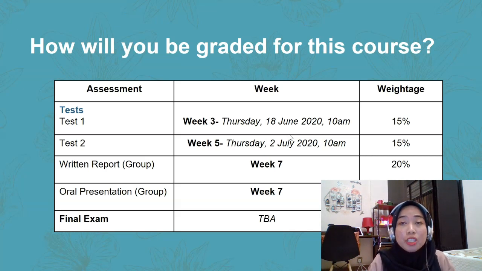But if you have no issues, you have to take these two tests, test one and also test two, in week 3 and also week 5. You also have 2 more group assignments, which are a written report and also an oral presentation.